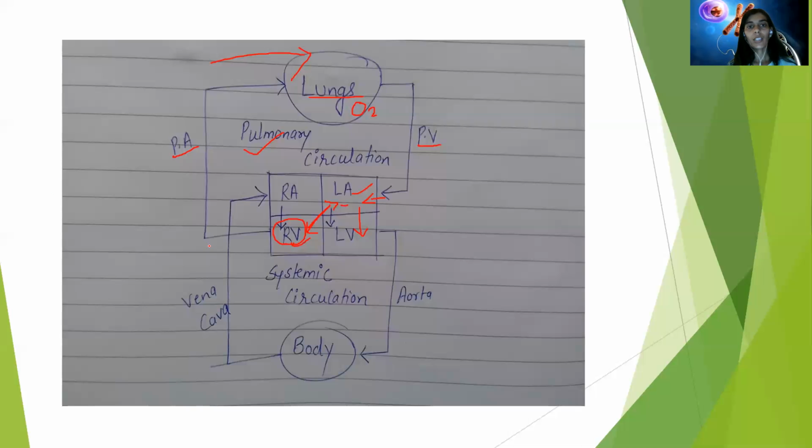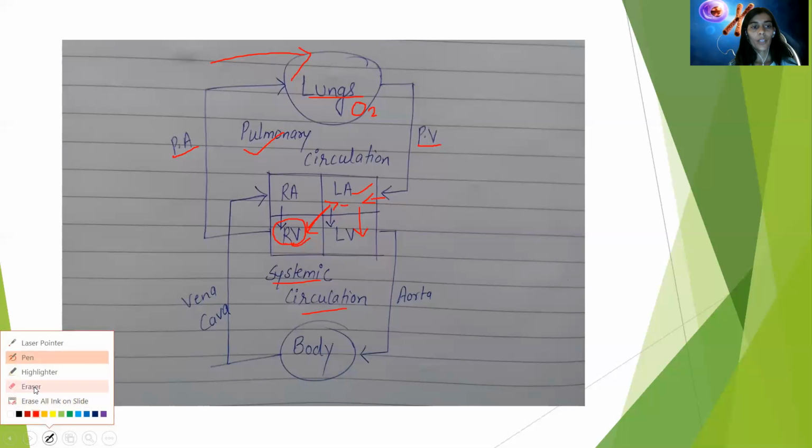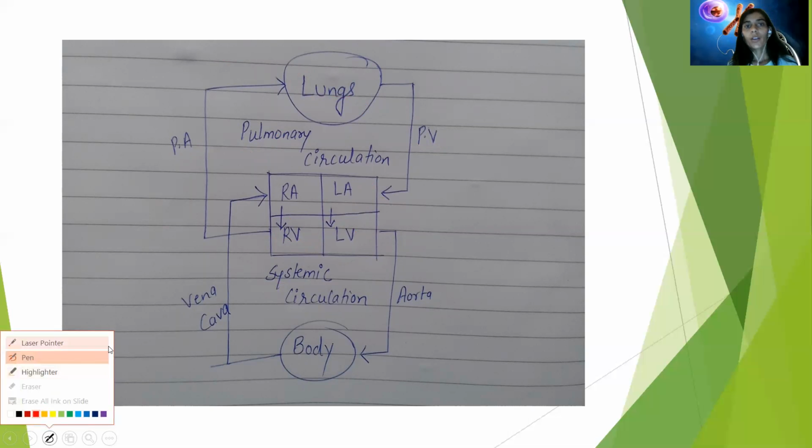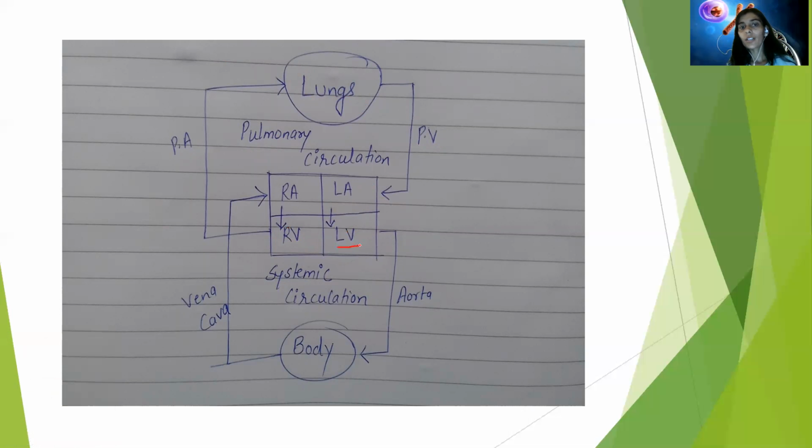We can see this in the lower part, systemic circulation. Let me clear the first one so that systemic will be more clear to you. So here in the left ventricle, oxygen-rich blood is present that will be carried by the aorta to the body. So this is the left side, the oxygen-rich blood side. This is the right side.